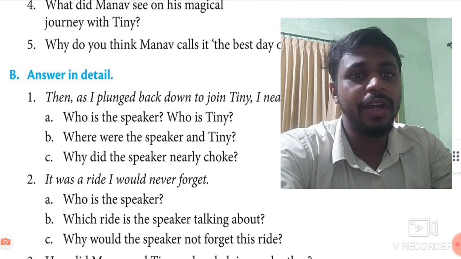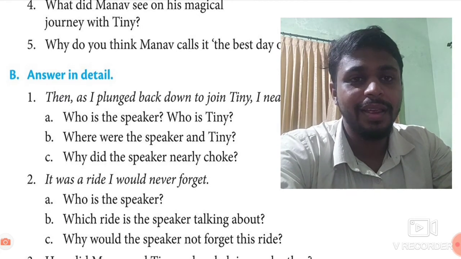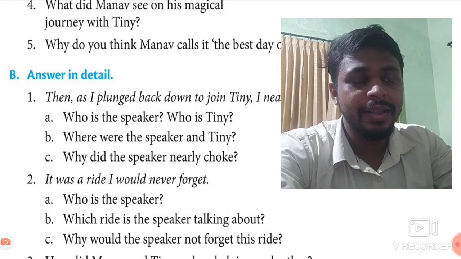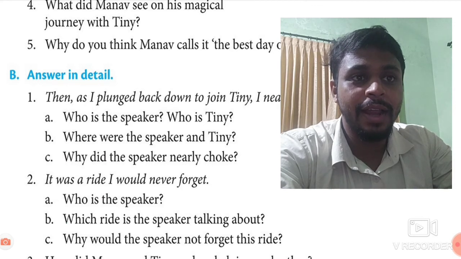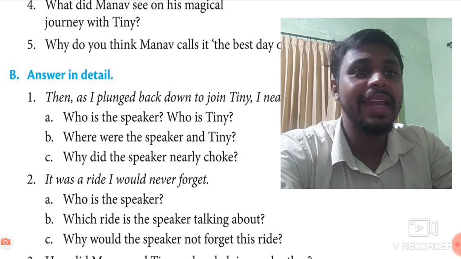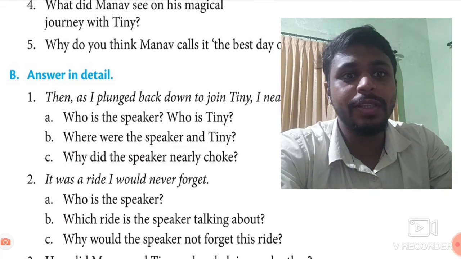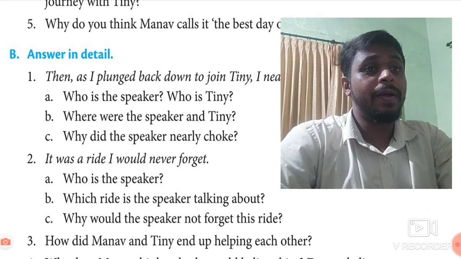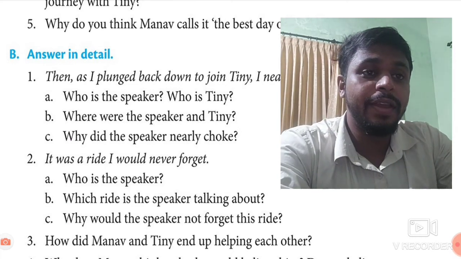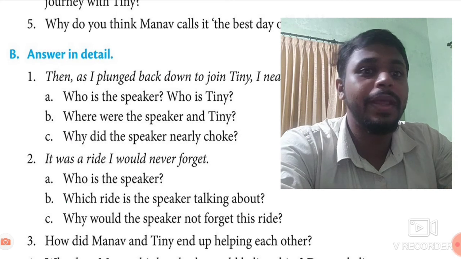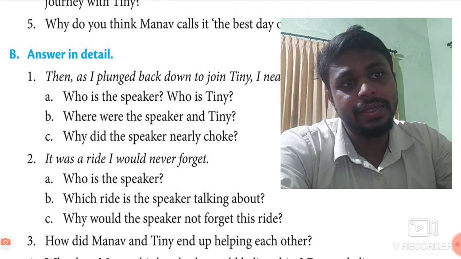"It was a ride I would never forget." Who is the speaker here? Manav. Which ride is the speaker talking about? Manav's ride with the big turtle and with the tiny turtle. Okay, why would the speaker not forget this ride? Because the speaker was very afraid when he was far from the beach, but at that time Tiny and one of his family helped him to reach the beach.